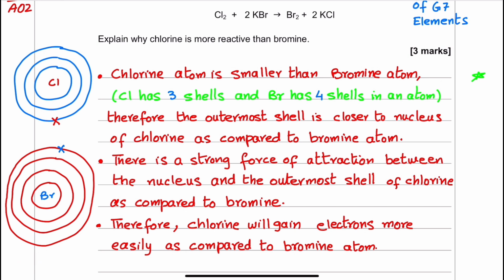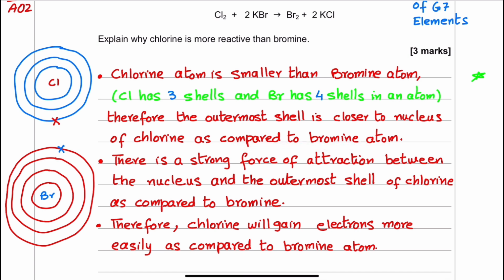In our model answer, we can see the chlorine atom is smaller than the bromine atom because chlorine has 3 shells, 1, 2 and 3. The outermost electron is in the third shell, whereas in case of bromine, it has 4 shells, 1, 2, 3 and 4. The outermost electron is in the fourth shell. Therefore, the outermost shell is closer to the nucleus of chlorine as compared to that of bromine atom.